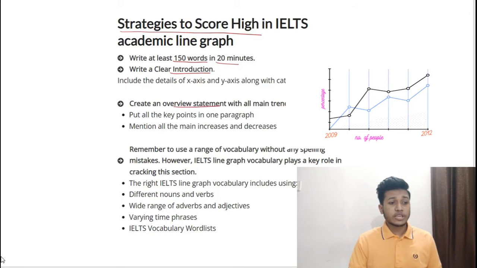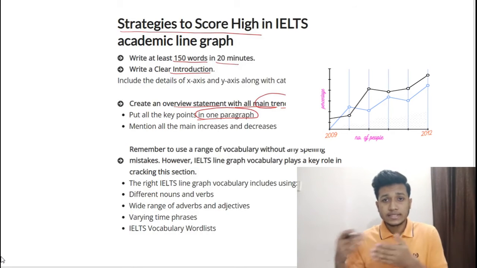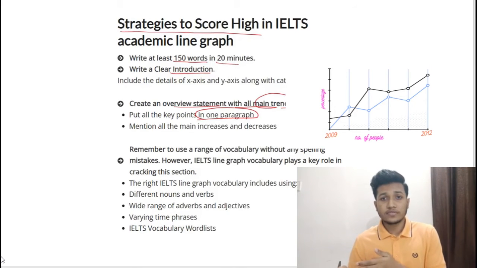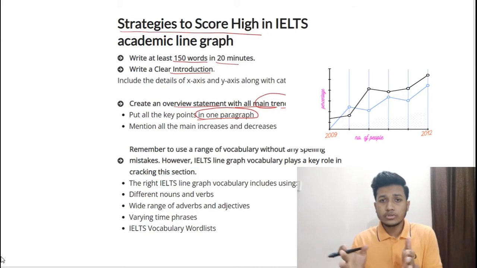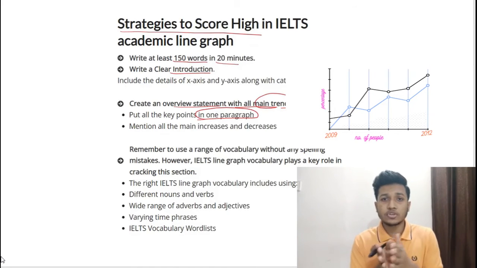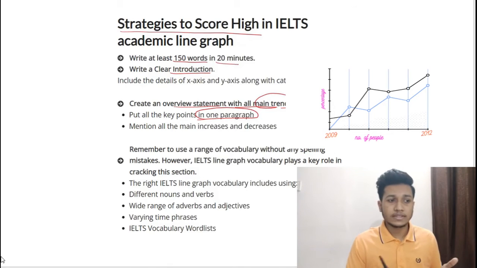Create an overview statement with all main trends. In the overview you should mention the trends, only the trends. The overview shouldn't be more than 3 sentences. Try to keep it within 3 sentences. The first thing you should mention is the key point. The overview should be something that you are about to discuss in the further paragraphs. The summary of what you're going to discuss in the further paragraphs should be in the overview in 1 sentence.